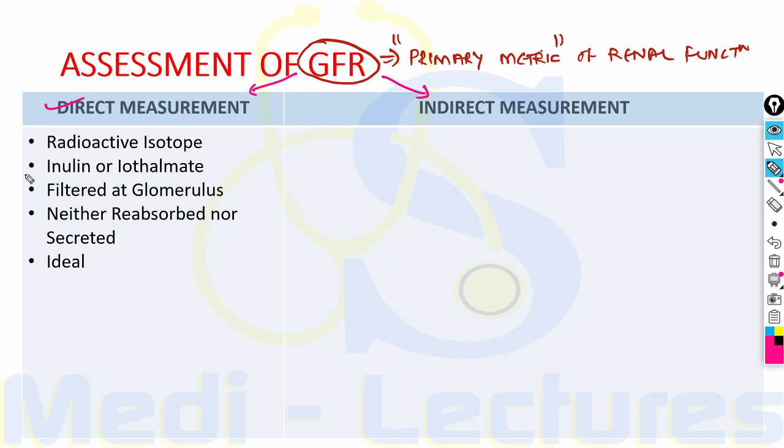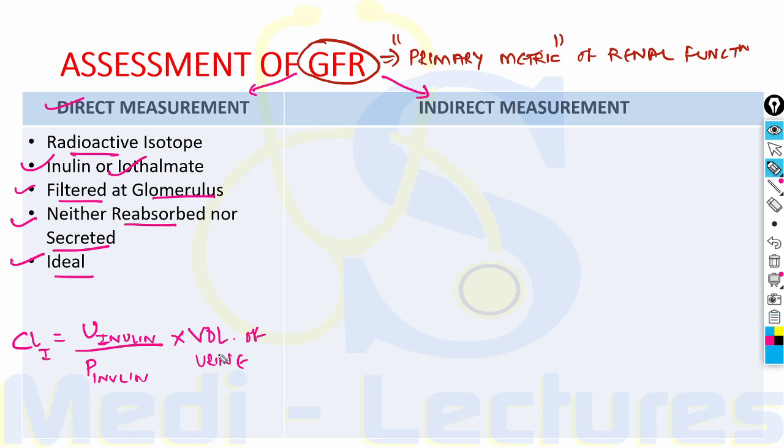Direct measurement involves administration of a radioactive isotope such as inulin or iothalamate. These molecules are filtered at the level of the glomerulus, but the important part is that these are neither reabsorbed nor secreted by the renal tubules. Therefore, these are ideal molecules since they will only be dependent on glomerular filtration and will correctly assess the GFR. Now, the GFR can be calculated by calculating the clearance of inulin or iothalamate in urine in ml per minute. So, for the clearance of inulin, the formula becomes urine inulin divided by plasma inulin times the volume of urine in 24 hours.